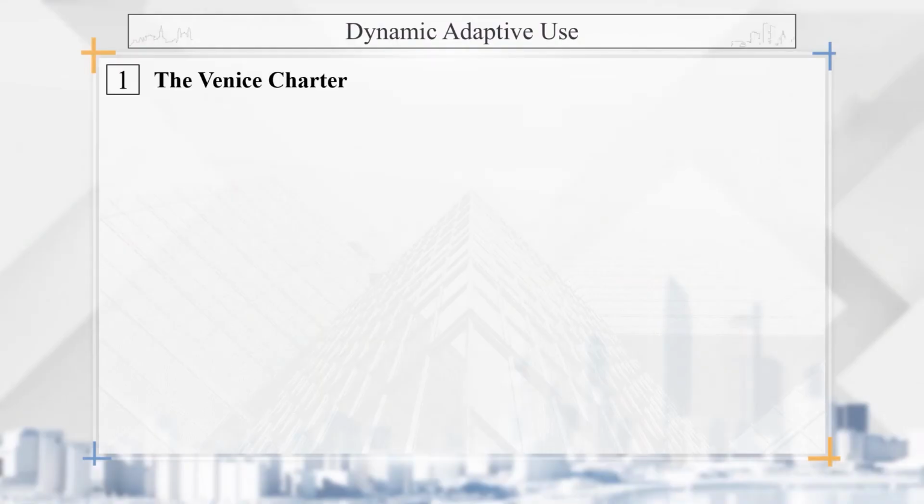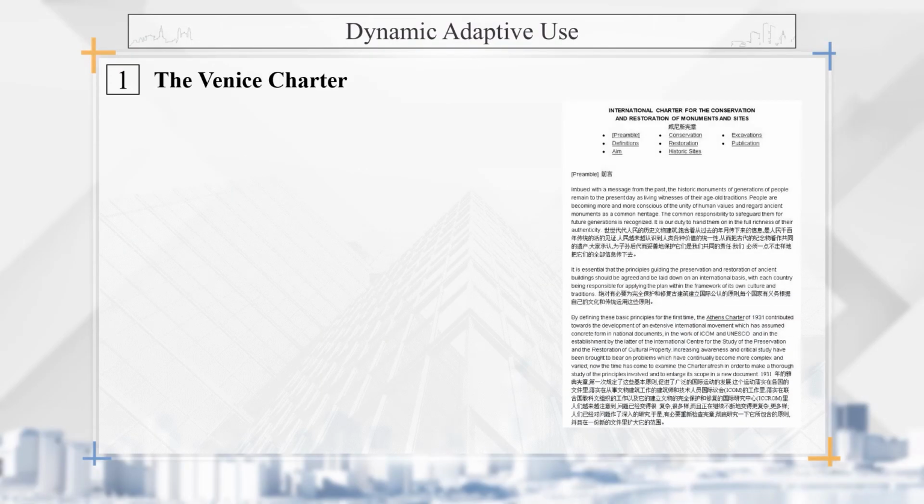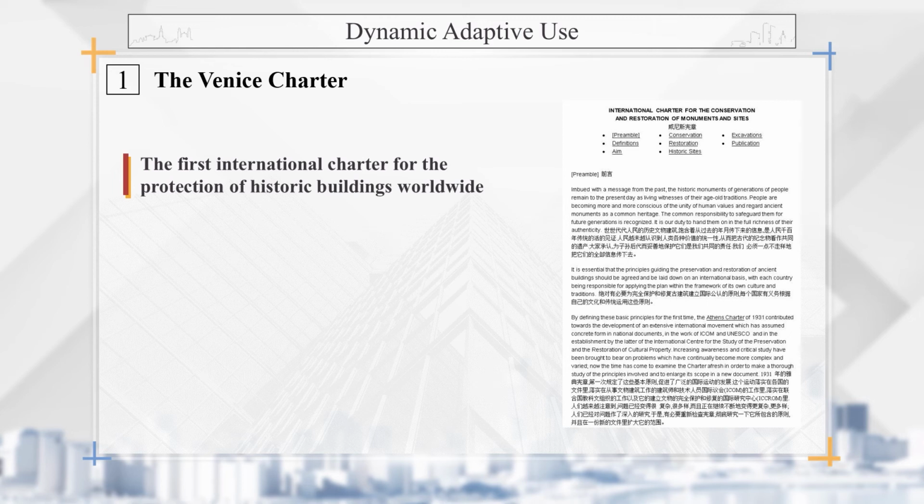The International Charter for the Conservation and Restoration of Monuments and Sites, the Venice Charter, was adopted in May 1964 in Venice, Italy. It was the first international charter for the protection of historic buildings worldwide.